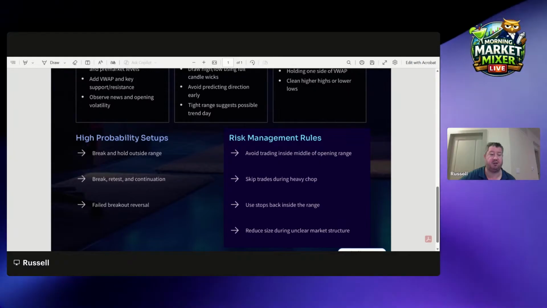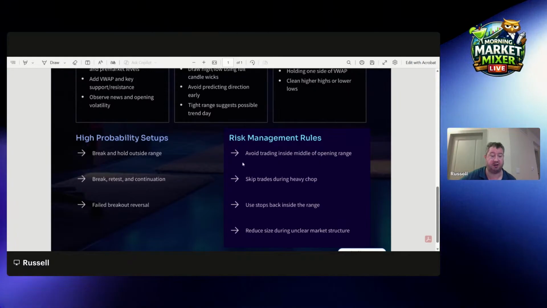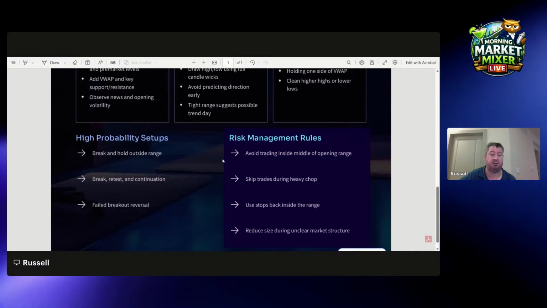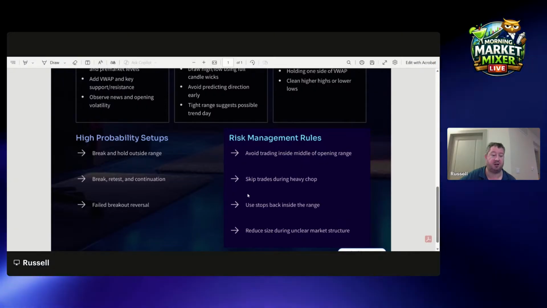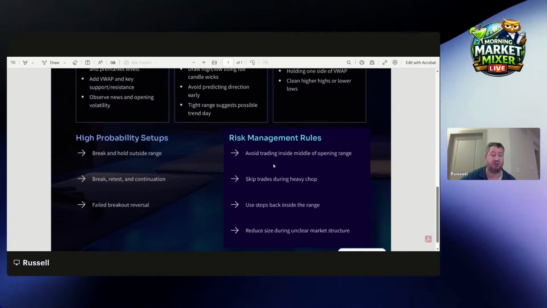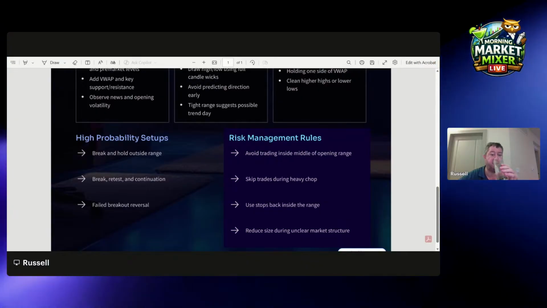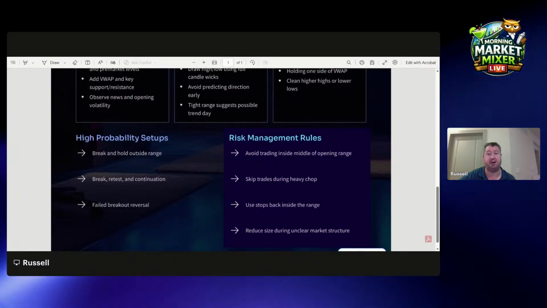We're going to skip trades if there's a large opening range. Today it's not. We'll look into that a little bit here. And we're going to use tight stops that are back inside the range to maximize risk management, basically. So that's the cheat sheet. Basically, it's pretty straightforward. There's the basics on it.